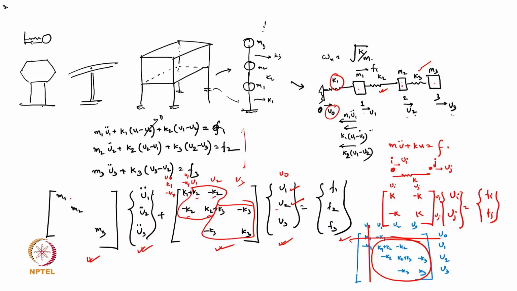Any doubt? Anybody? Yes. So there is also another point I would like to mention. If you are not removing that u0, suppose we just use the full matrix, like k1, minus k1, minus k1, k1 plus k2, minus k2, minus k2, k2 plus k3, minus k3, minus k3, k3. If we just use that full matrix as it is, then the determinant of that matrix will become 0 because it's a singular matrix.